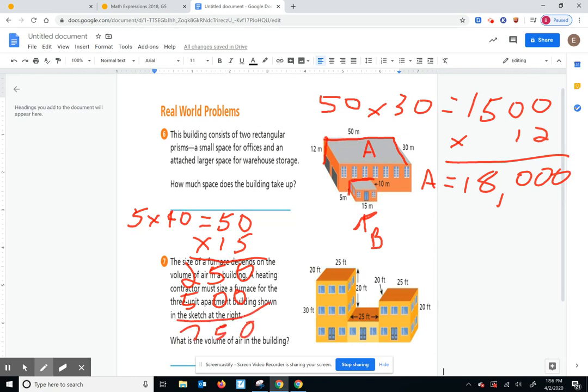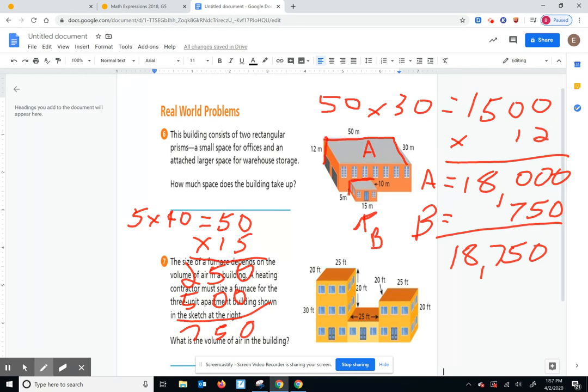I'm going to take now the volume of rectangular prism B and add that to rectangular prism A to end up with a total answer of 18,750. Really big numbers. Remember, you guys have access to your calculators for these types of problems. We are not expecting you to have to go through this entire process.